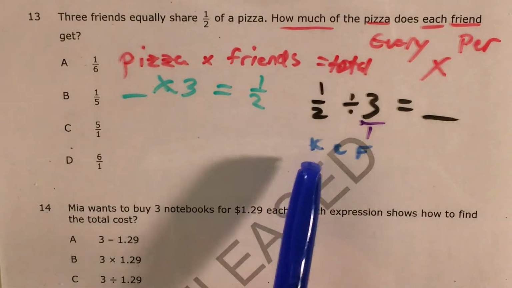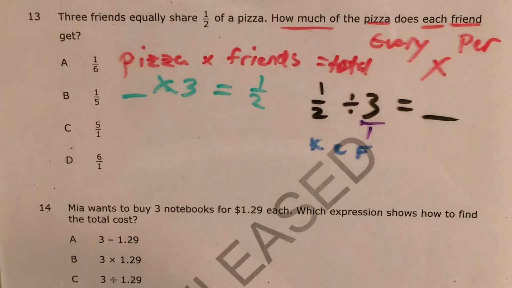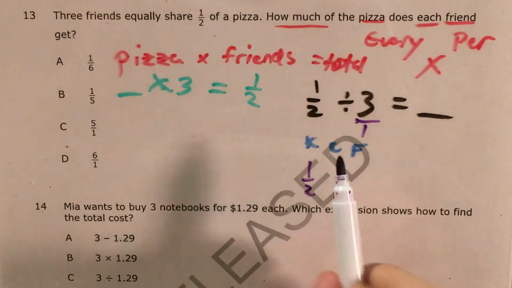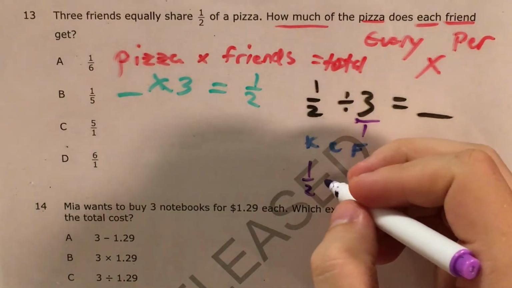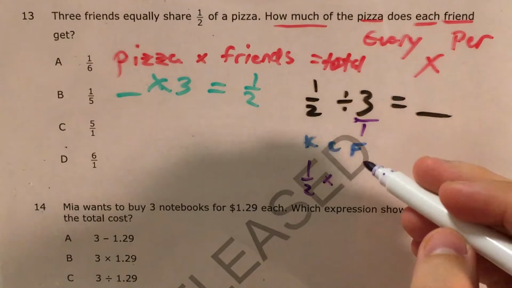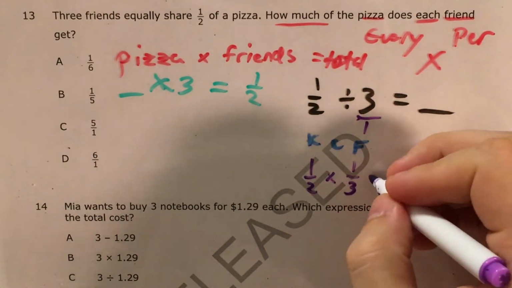So K is for keep, and when I say keep, I mean that I'm going to take my fraction that says 1/2 and just keep it like it is. So 1/2 I keep as 1/2. C is for change. That means I change dividing into multiplying. And for flip, I take 3/1 and flip it to get 1/3.